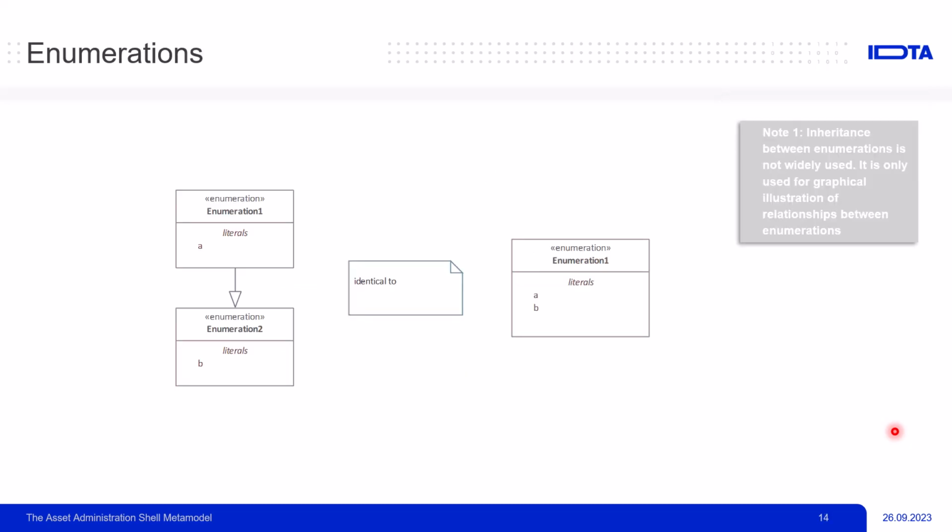Enumerations are depicted like this. In reality, there is no real inheritance for enumerations in most programming languages. This is just for seeing the logical relationship between them. So this is enumeration 1 that consists of two literals A and B.